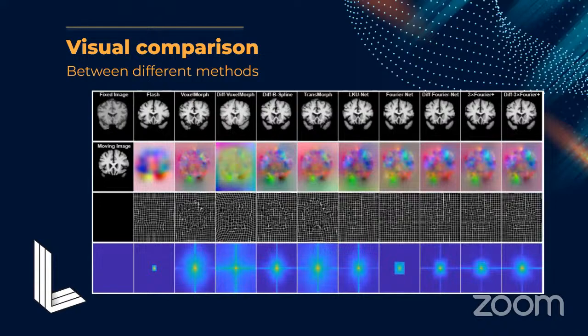So here is a visual comparison of the different methods from the paper, and notice the changes in the deformation grids for the different models. Fourier-Net is very smooth compared to VoxelMorph or the other methods that were used. Next slide.